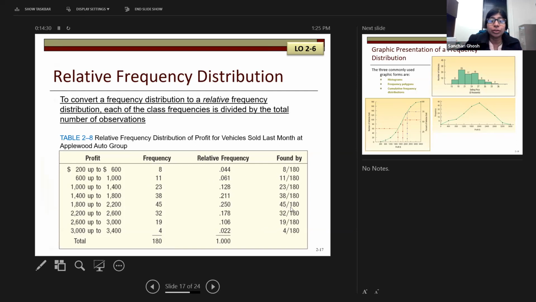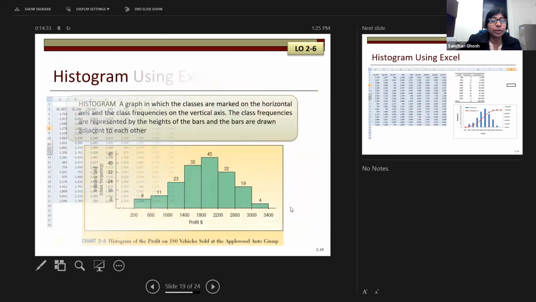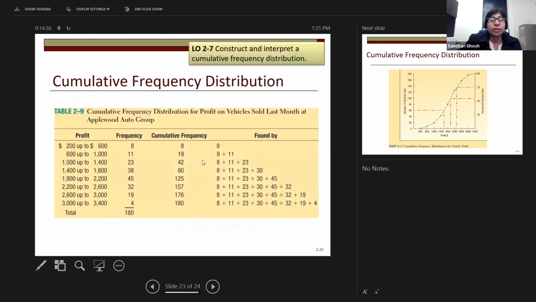So that's relative frequency. And then there is cumulative frequency. Cumulative frequencies are just added up things, 8 plus 11, 11 plus 23. How much cumulatively it is getting up as you cross one interval to another. One application of this cumulative frequency, apart from just knowing the frequencies of the relative values in each class interval, is that you can answer major questions like how many cars are sold with profit levels less than 1800. So we will say it's 80 cars just by looking at the cumulative frequencies. We didn't have to do anything else.